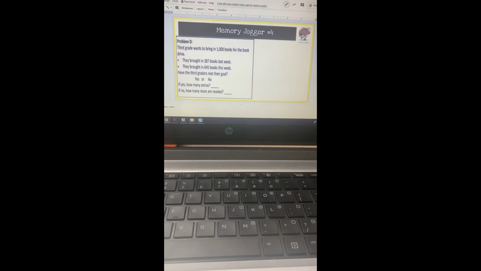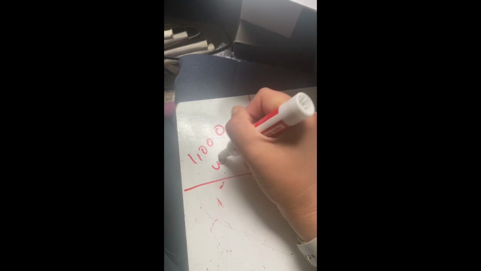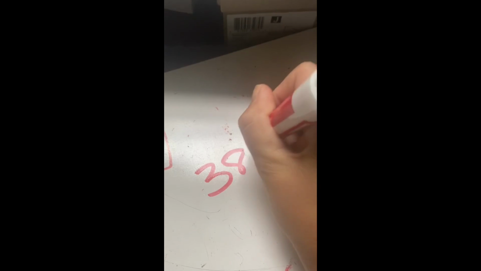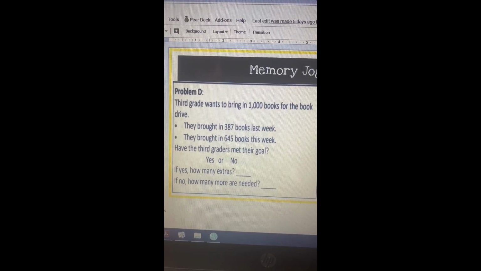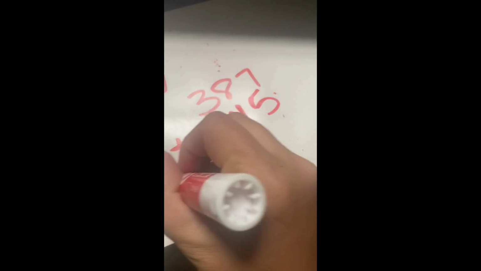Third grade wants to bring in 1,000 books for the book drive. So they want 1,000 books wanted. They brought in 387 books last week. So 387 books last week is what they brought in. They brought in 645 books this week. So they got more books this week, 645 more. Have they met their goal? What is their goal? 1,000 books.